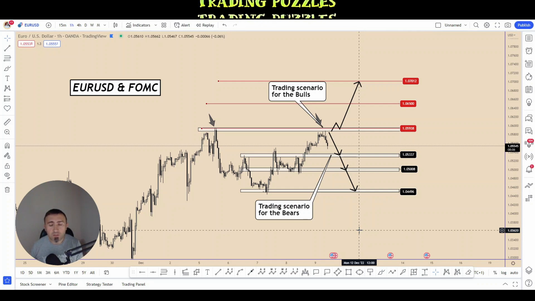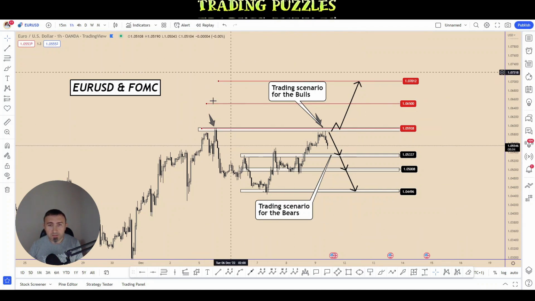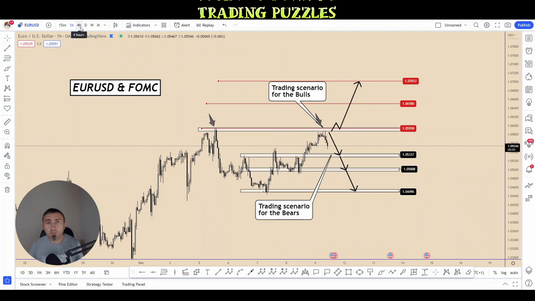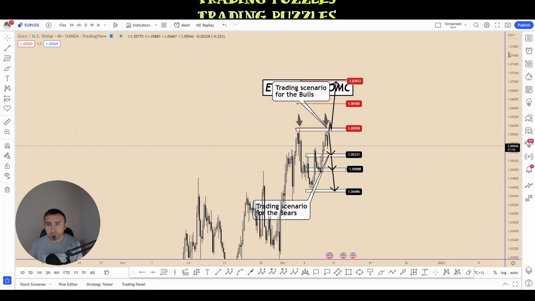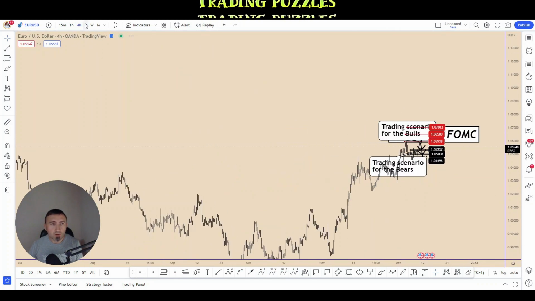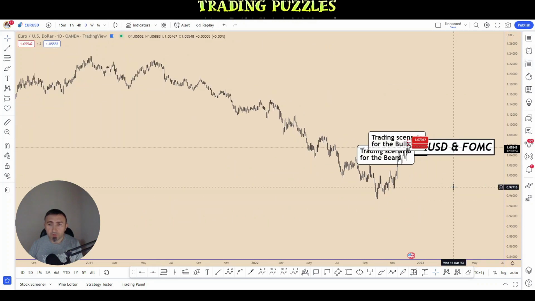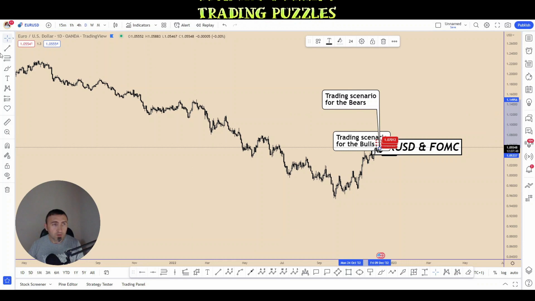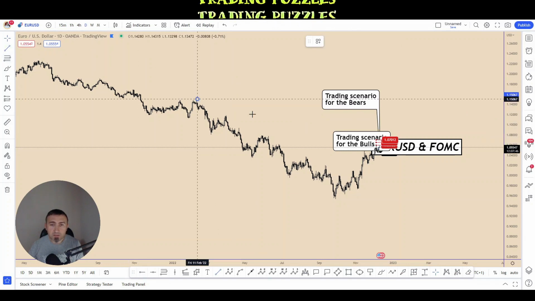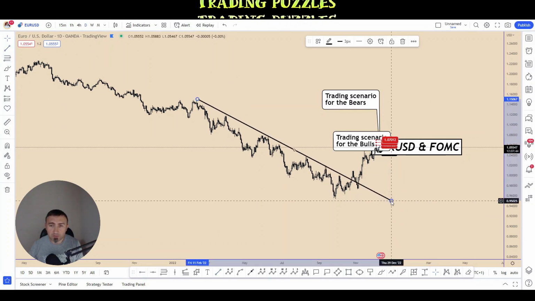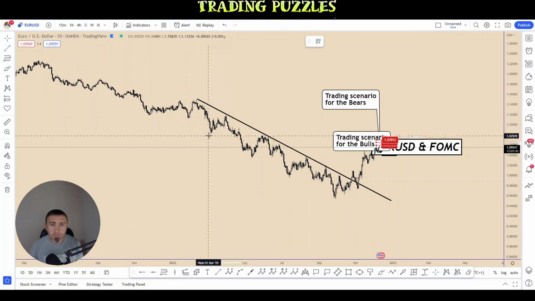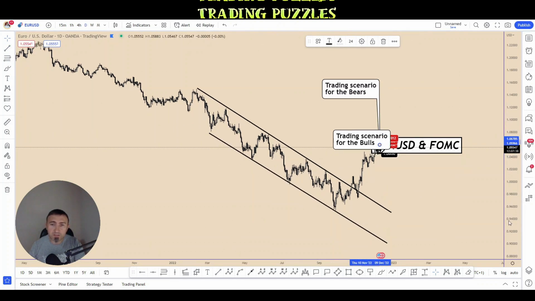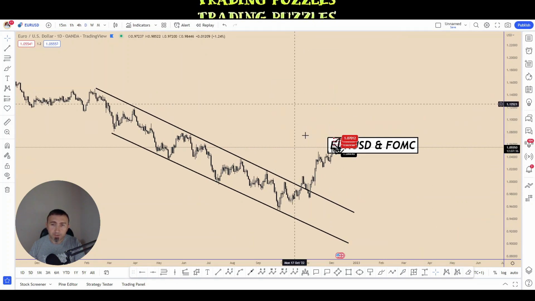So let's go to our chart as a beginning. This is a trading scenario that I'm actually looking at, but let's see what is happening on the higher time frames. As we know from the daily time frame, we can see that price is still above this channel. This is the channel that we are looking at. It looks very interesting how the price is actually developing here.